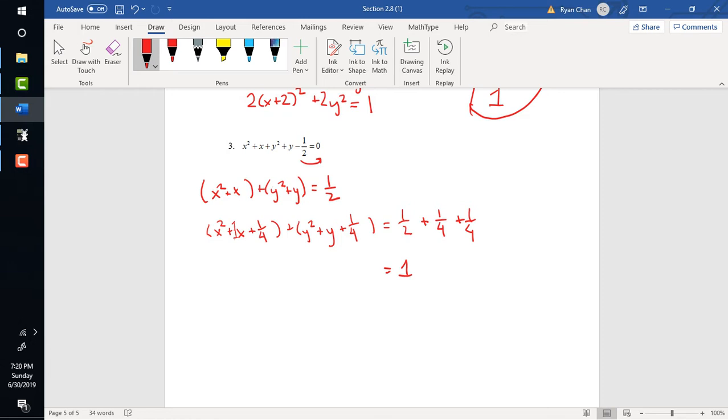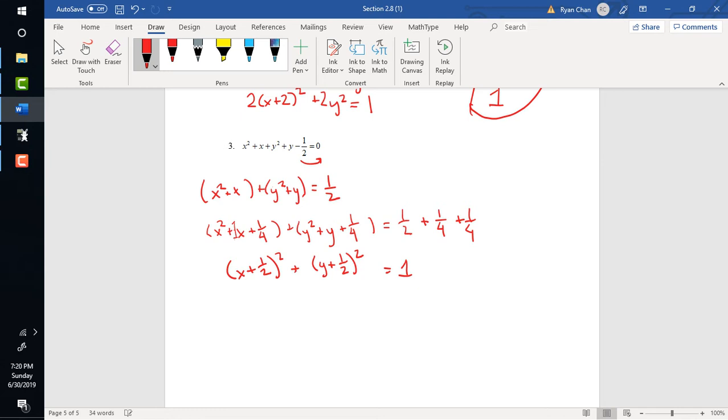So let's think about this. What will this become? Remember, the trick is either take the square root of the end or divide the middle by 2. 1 divided by 2 is 1/2. Square root of 1/4 is 1/2. Middle term is positive, so it'll just be y plus 1/2. And then the x's will be exactly the same.